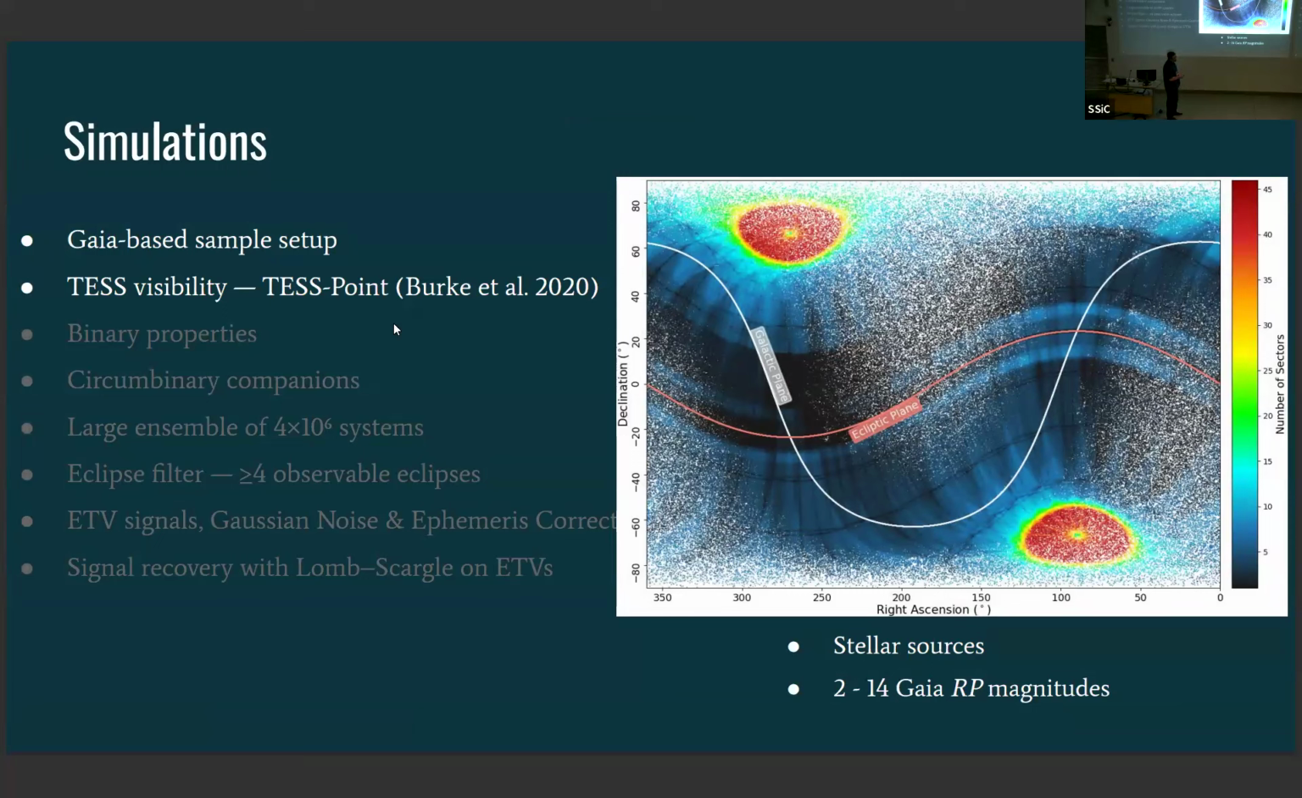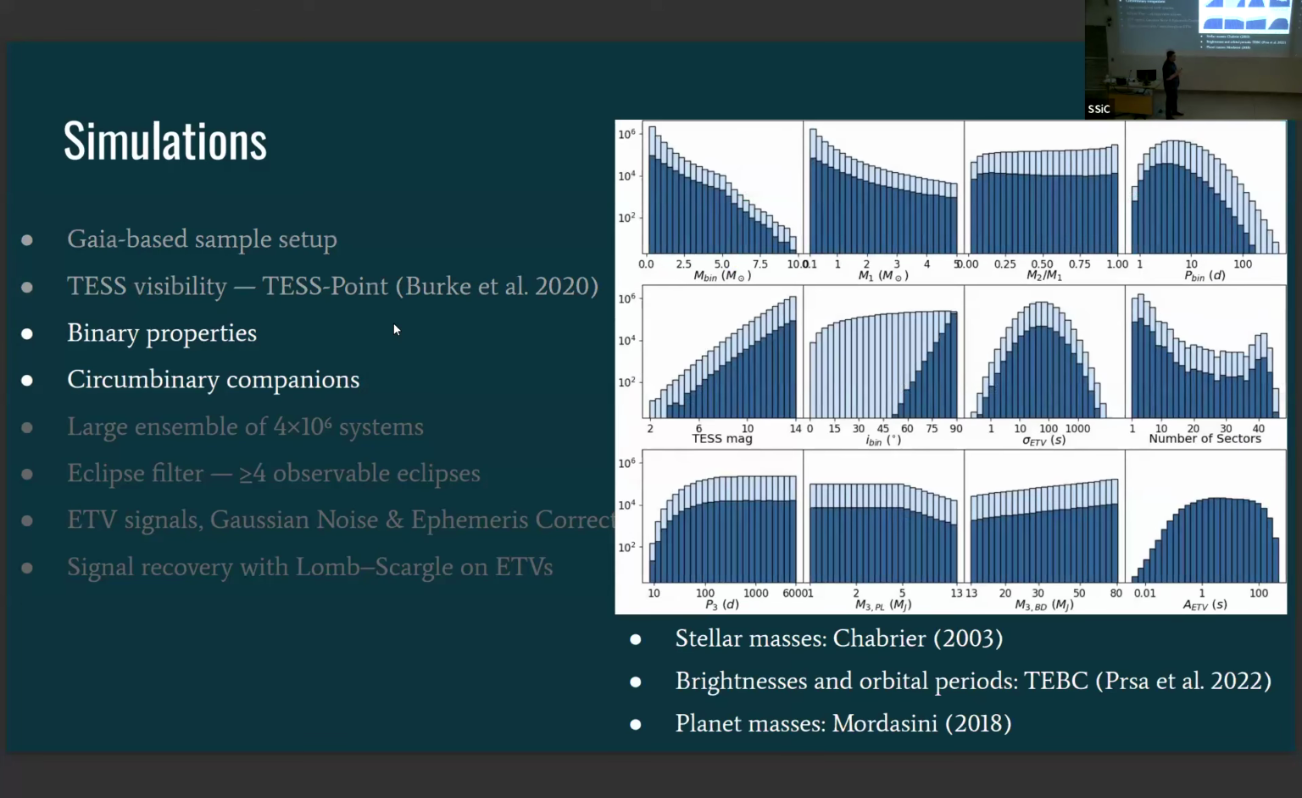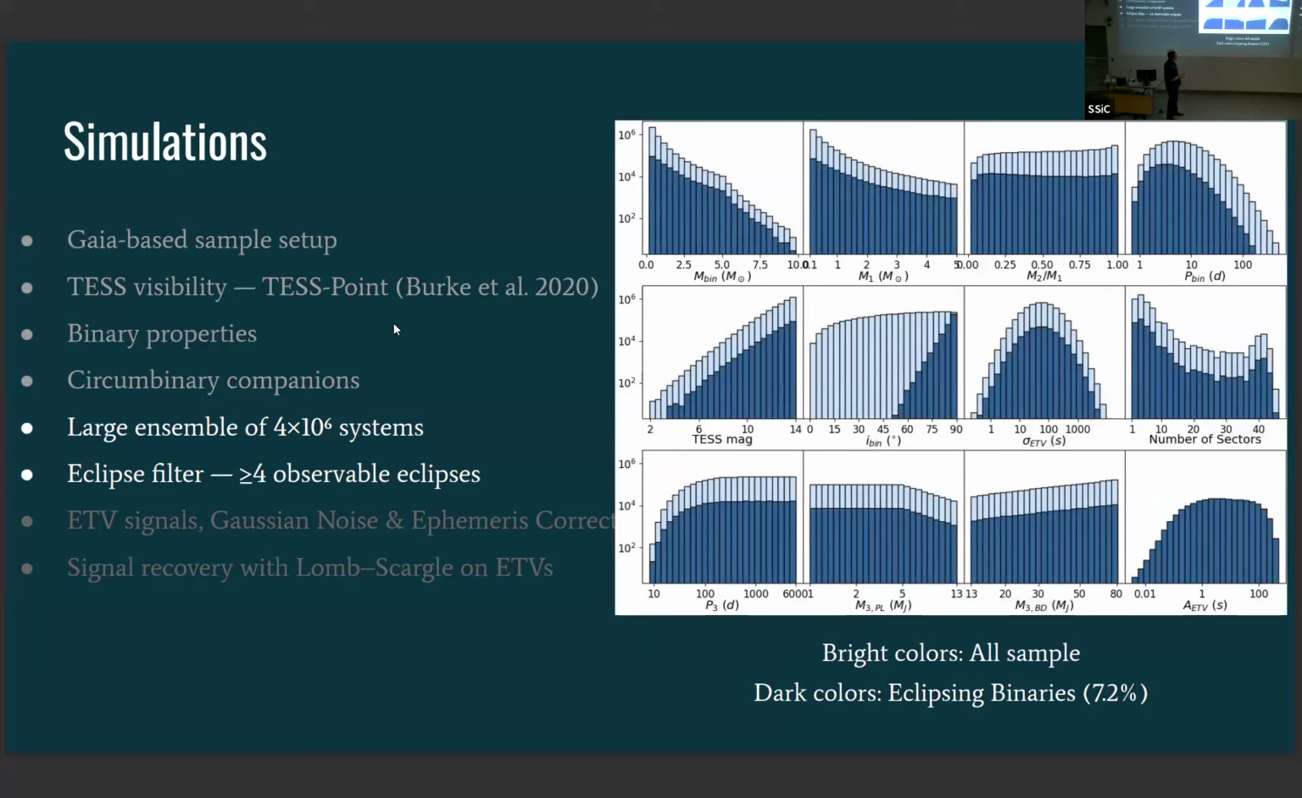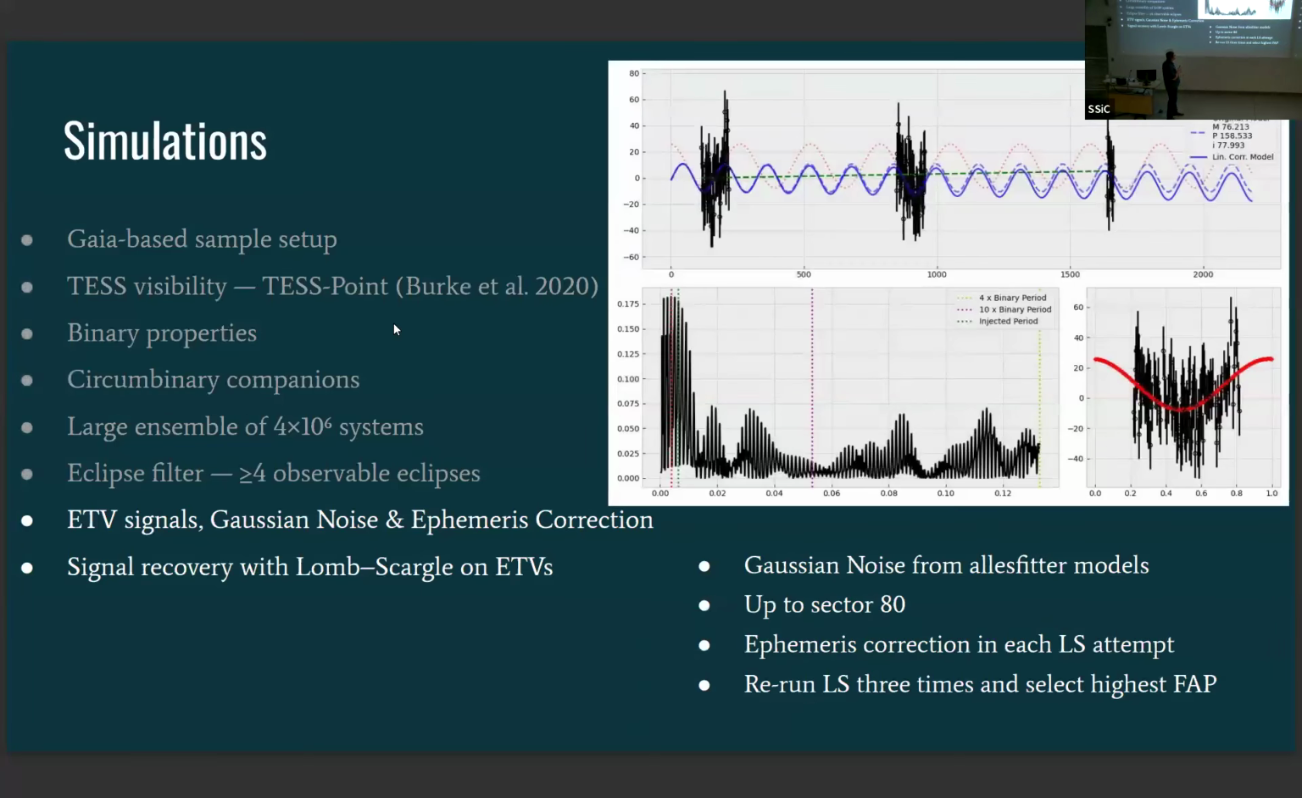For the simulations part, since TESS is not observing the whole sky with the same frequency, we had to build our binary population based on Gaia stellar sources. We generated our synthetic circumbinary systems by randomly sampling the binary and the circumbinary components from related probability distributions, and generated 4 million systems and simulated the TESS data. This also should be an animation, but it's not working right now.